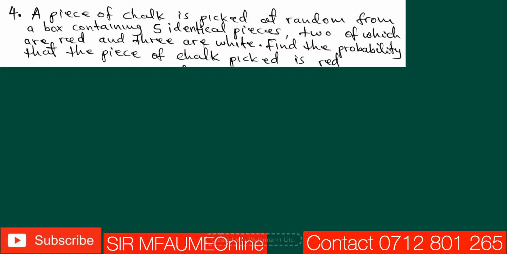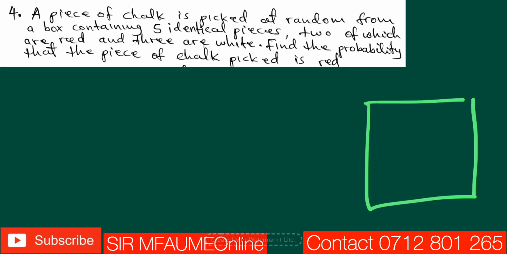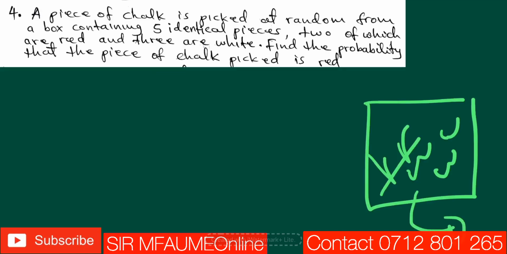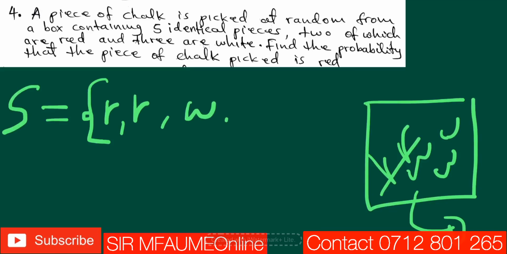We know here there's a certain box, and inside the box there are 2 red and 3 white like this one. We need to find the probability of picking a red chalk from this box. That means the sample space, which is the total possible outcomes, will be 2 red and 3 white. That means the set of sample space, which is the set of possible outcomes, will be red, red, and also 3 white like this one.